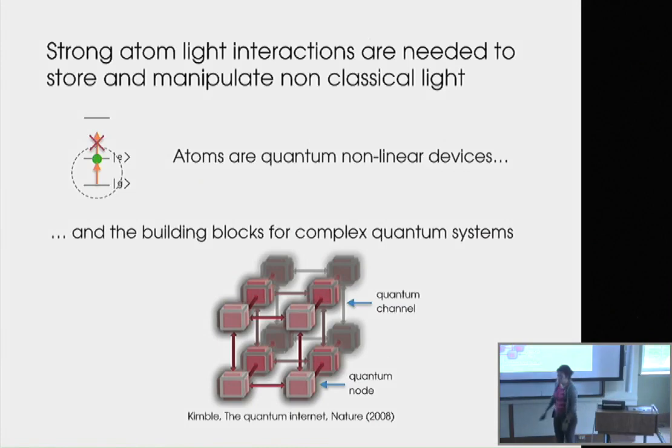I guess the first slide should be why we care about having strong atom-light interactions. In principle, we care about this because atoms allow us to store and manipulate non-classical light. This is because atoms are quantum nonlinear systems, and they can be used as building blocks of more complex structures. So for instance, if we care about building a quantum network, or devise some protocol for quantum state transfer, or design some quantum gates, all of these quantum technologies require strong atom-light interactions.